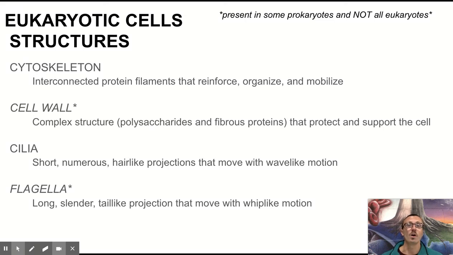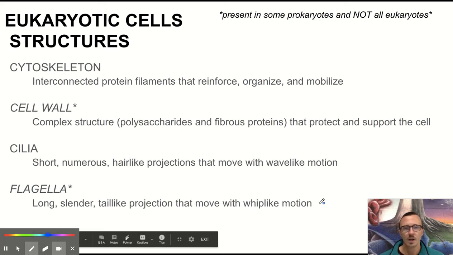Fungus, their cell wall is actually made of chitin, which is the same thing that you would find in the exoskeleton of a lobster or a crab. And we'll talk about how crazy that is later on in the semester when we start to dive into evolutionary biology.